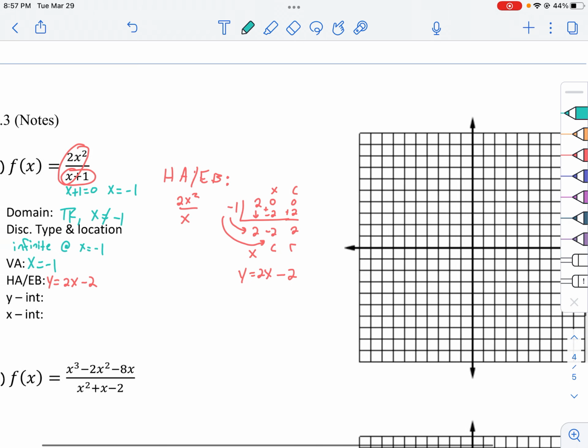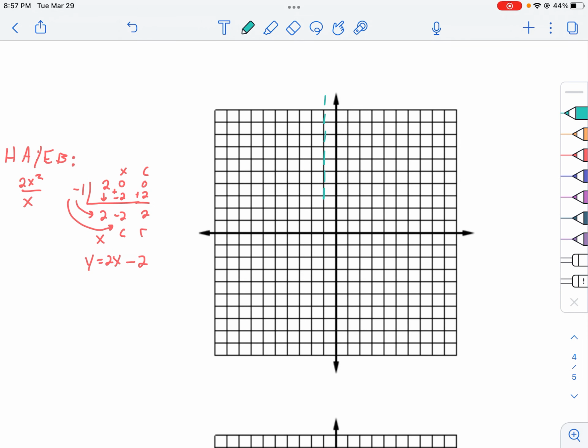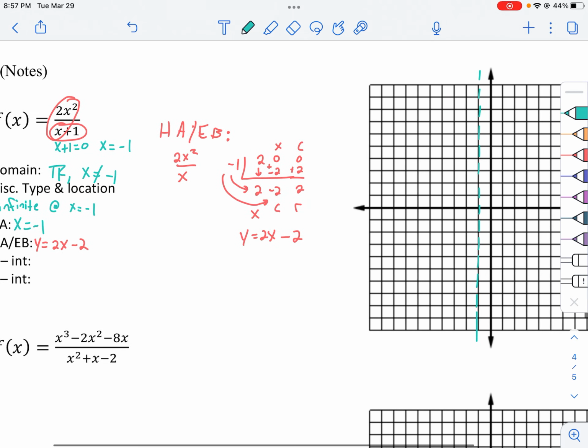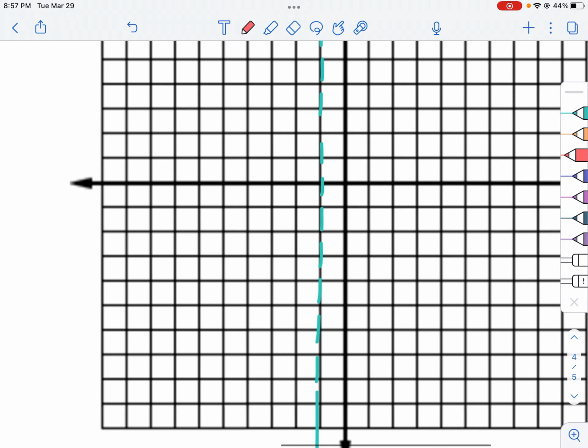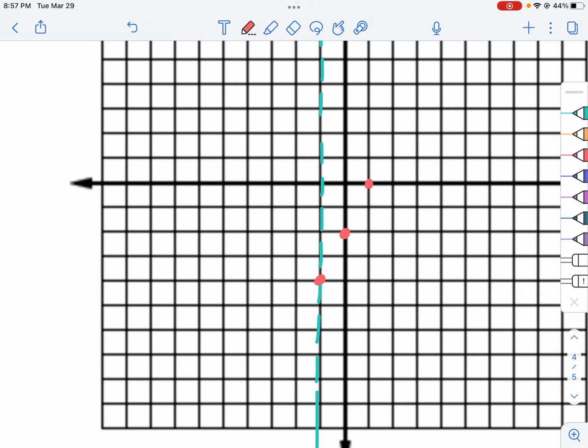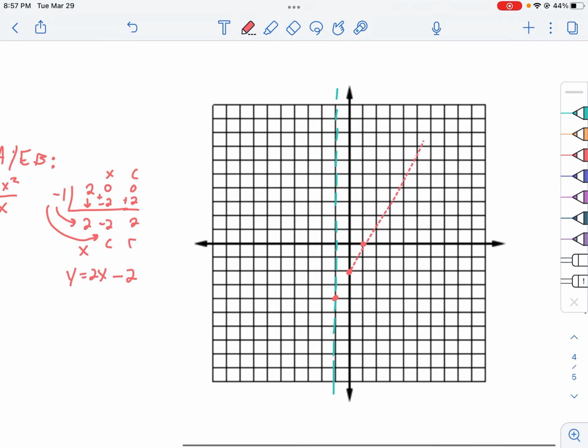And now we can graph all of that stuff. So at x equals -1, we have a vertical asymptote. The end behavior is y equals 2x minus 2. So minus 2 is the y-intercept. Slope is up 2, right 1, down 2, left 1. Going to need a dashed line right here for that end behavior. So it's going to look like this. And this. There's our end behavior of this graph.